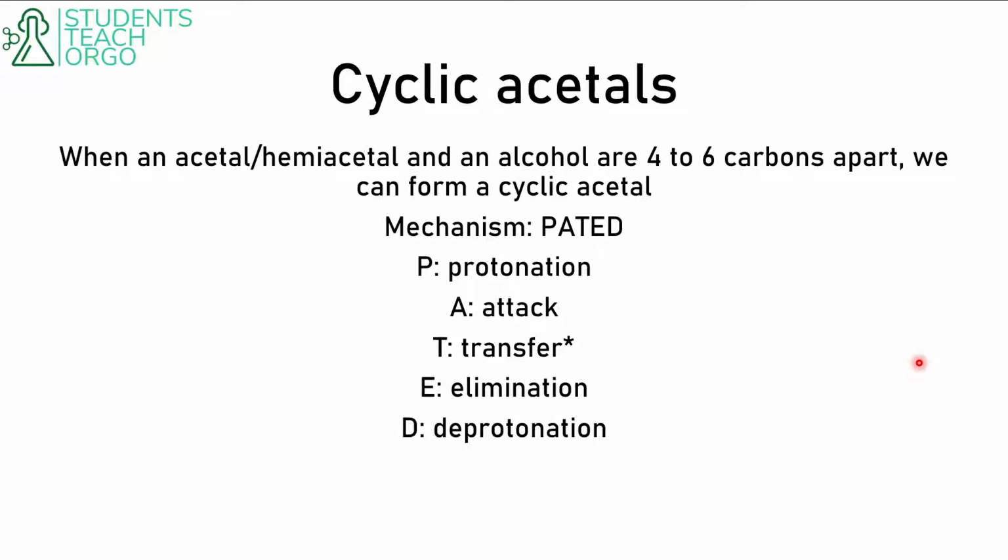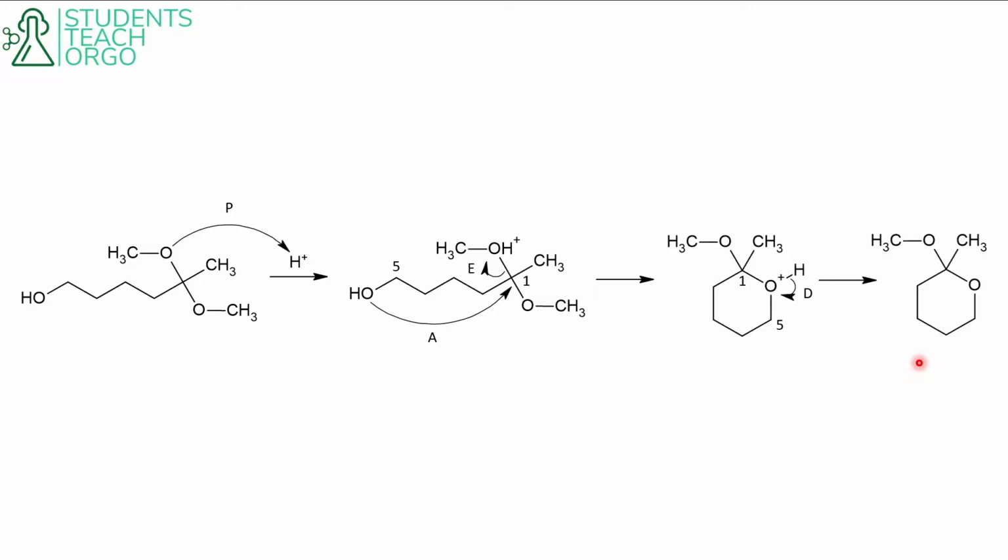Now, very closely related to cyclic hemiacetals are cyclic acetals. The difference here is that instead of having a ketone and an alcohol 4 to 6 carbons apart, we have an acetal or hemiacetal and an alcohol 4 to 6 carbons apart. And again, similar to the cyclic hemiacetals, this follows the PADPED mechanism, but this time the elimination step is required. So we have, in this case, P, A, maybe T, E, and D. So let's look at that more in depth.